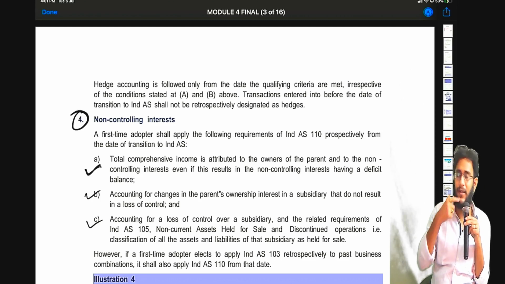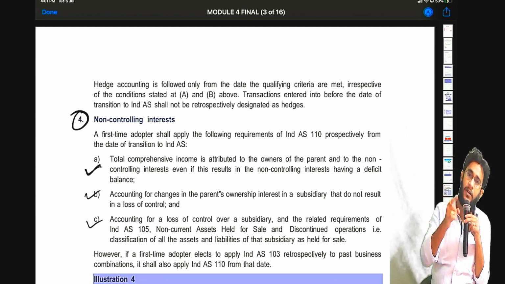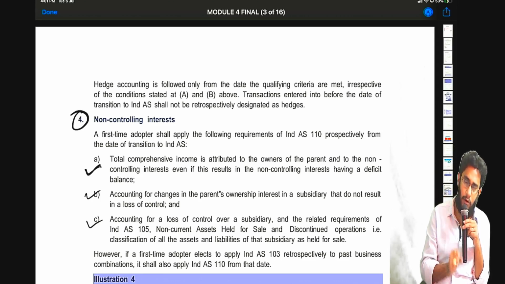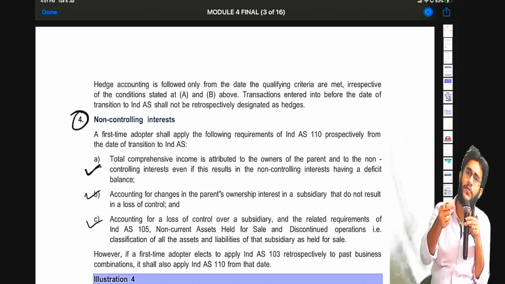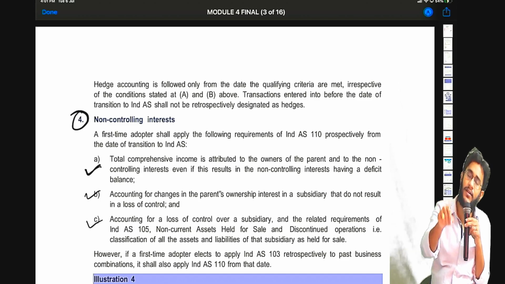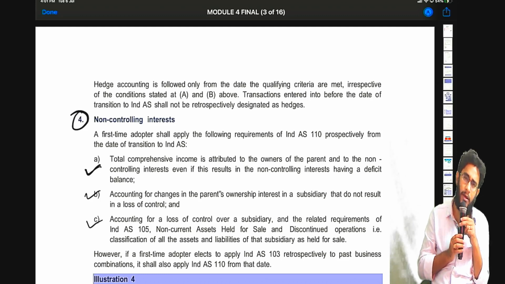So let me summarize again. There are three points, sir. One, a subsidiary that is a loss-making entity because of which NCI is becoming negative. That is an accounting matter. Next, sale of shares in a subsidiary, but control is still not lost. Third one, sale of shares in a subsidiary, control is lost. In respect of these three items, Ind AS 110 has clear accounting guidance. We already did some while doing the consolidation chapter.